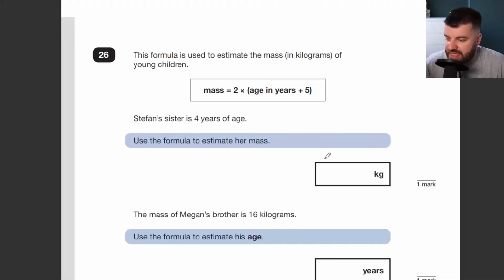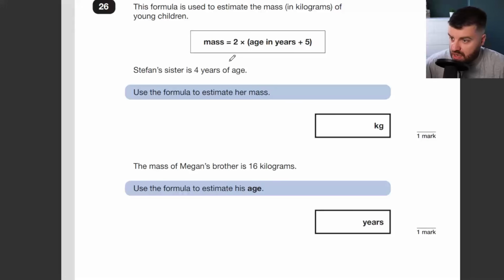Next up, question 26. This formula is used to estimate the mass in kilograms of young children. Mass equals 2 times (their age in years plus 5). This is order of operations. Stefan's sister is 4 years of age. Use the formula. So we swap in 4 here.